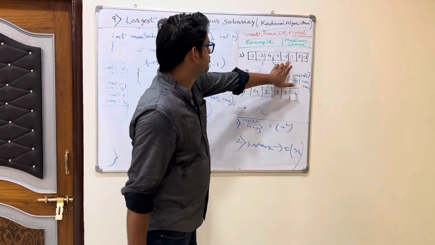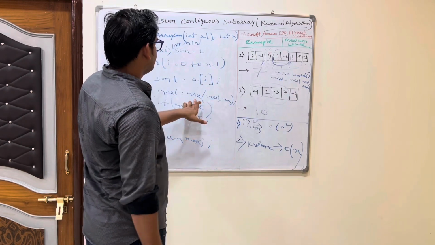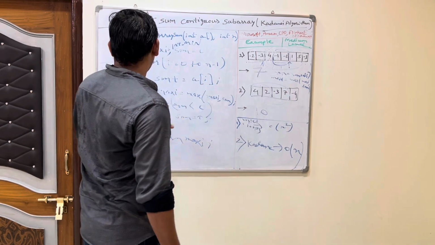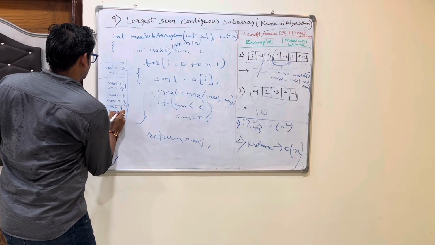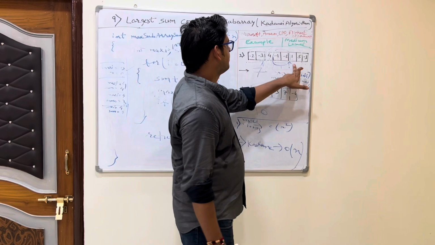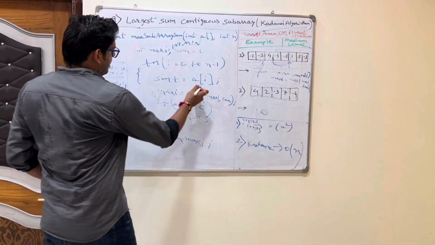Sum will be 3. Minus 2 comes. 3 minus 2 is 1. And maxi is 4, sum is 1. Maxi is 4 only. And sum becomes 1. And again sum 1 plus 1, so sum becomes 2. Maxi is still 4.